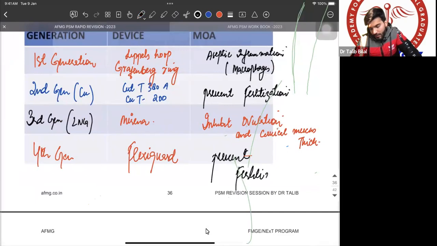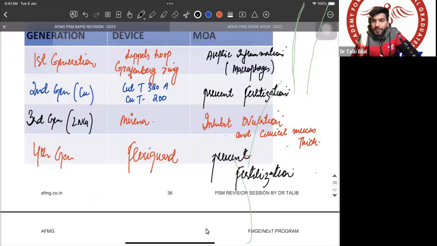Prevent fertilization. Now, guys, quickly recall, what if there is a pregnancy and an IUCD in situ? First of all, you have to remove the IUCD. If you are not able to locate it, go for X-rays, MRI, or hysteroscopy if needed. Take out the IUCD and ask the patient if she wants to continue the pregnancy.